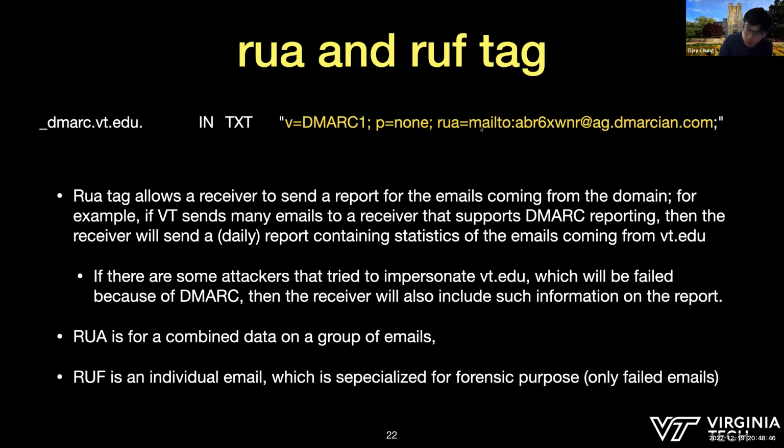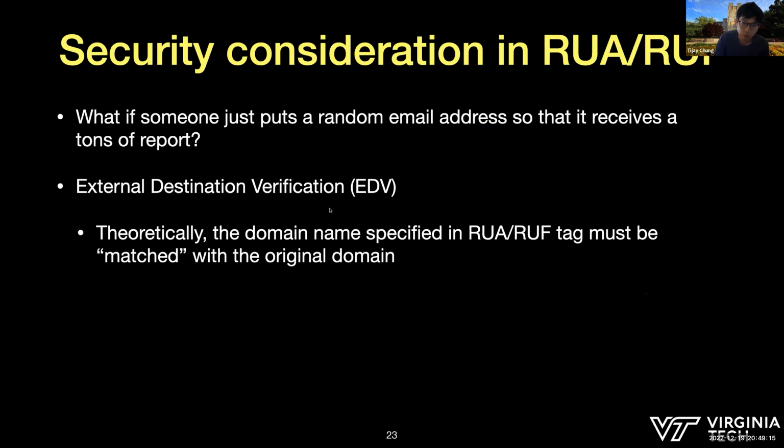Okay, so this rua tag can contain many email addresses. Of course, it is the receiver's policy, but depending on it, the receiver may send the report to every single email address specified in the rua tag, or just pick the first one. Okay. So as you can imagine, if there are attackers that try to impersonate, I'm sorry, we'll talk about it later. So what if someone just puts random email addresses so that you receive tons of reports?